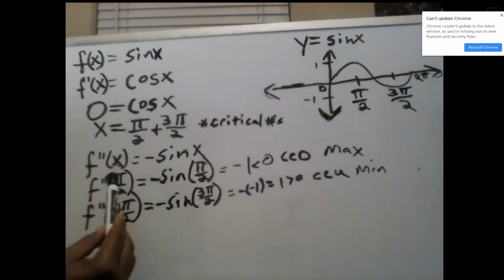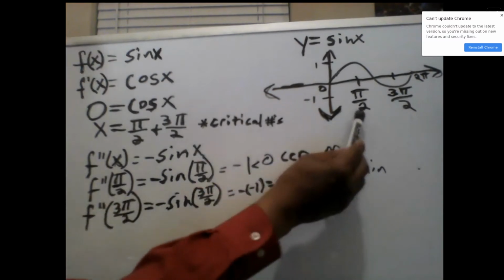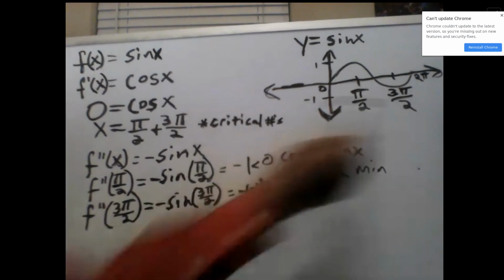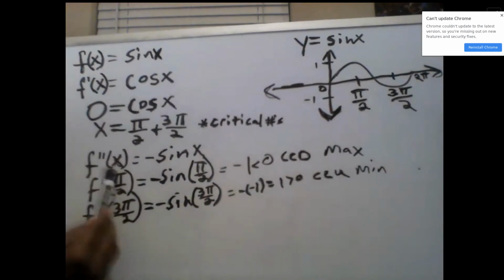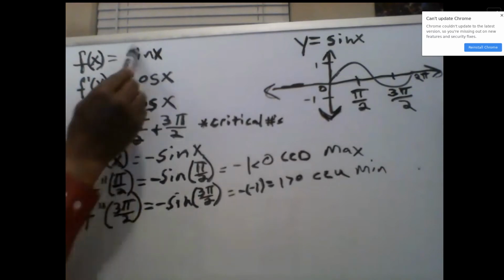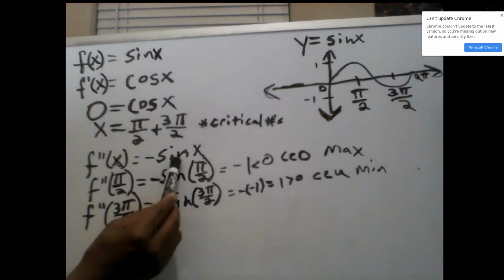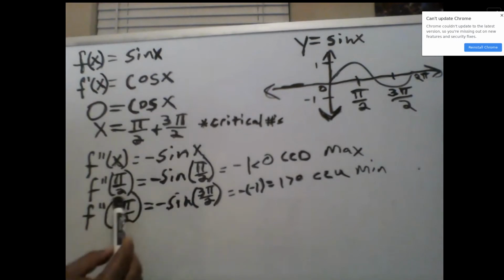Now, by the way, pi over 2 and 3 pi over 2 is the optimization, but let's find the concavity to see what direction they are going. So to find the concavity, you do the second derivative. First derivative of sine is cosine. Second derivative of sine is negative sine. Put the critical numbers into the second derivative.